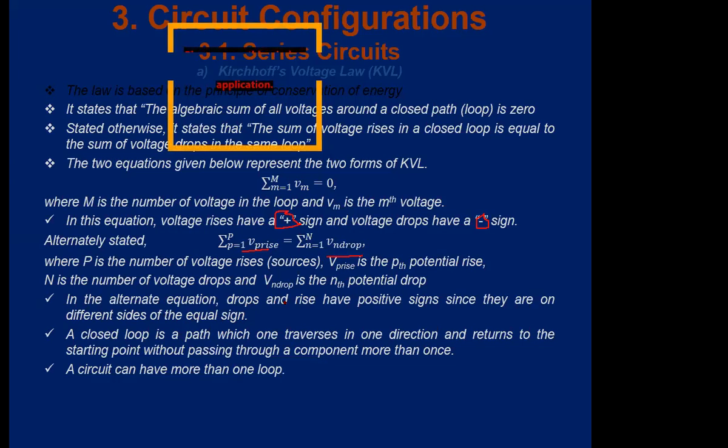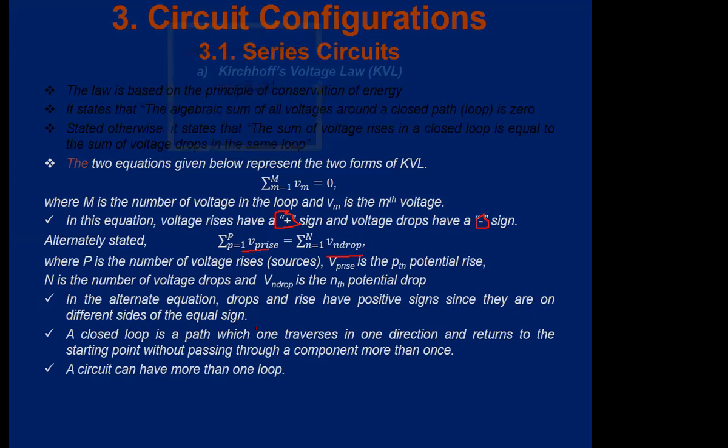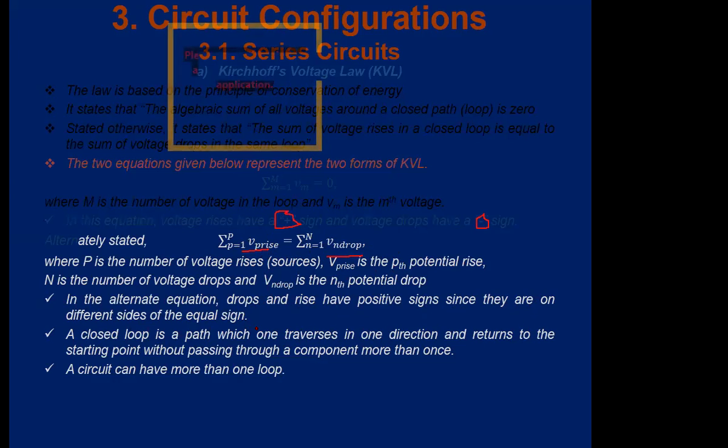In the alternate equation, drops and rises have positive signs since they are on different sides of the equation. So if you say V rise is equal to V drops, they will be of the same sign. But if you put them together, you are saying V rise minus V drop should be equal to 0. So that is Kirchhoff's Voltage Law, right?